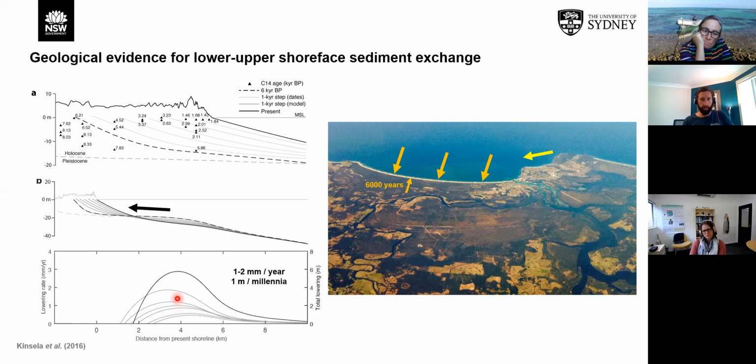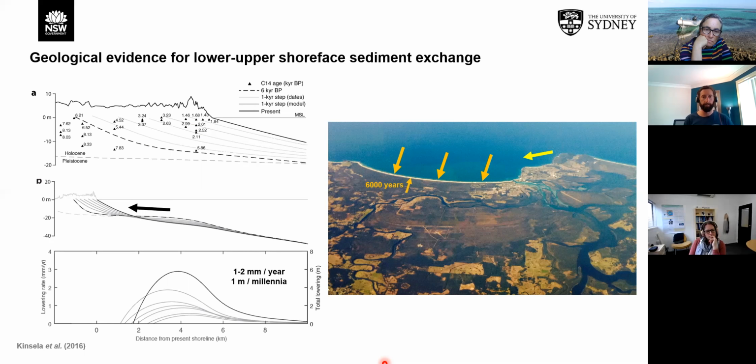Important thing to point out here is that the rates of change are imperceptible if you're thinking of our human timescales and being able to measure things. So the total lowering was about 6 meters, so about 1 meter per 1,000 years of lowering offshore at a rate of 1 to 2 millimeters per year. So it would be very difficult to discern, to go out and measure that in a few years or a couple of decades.